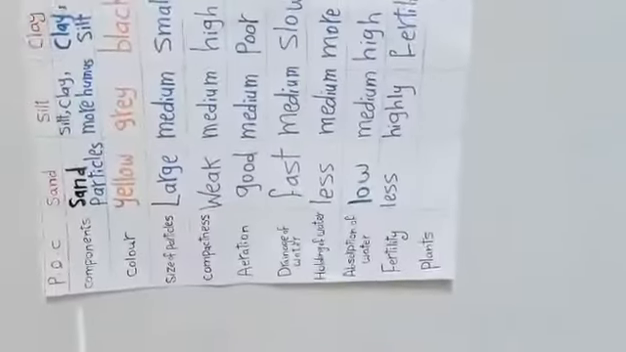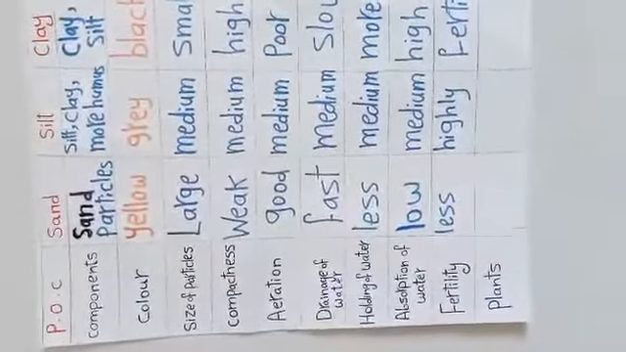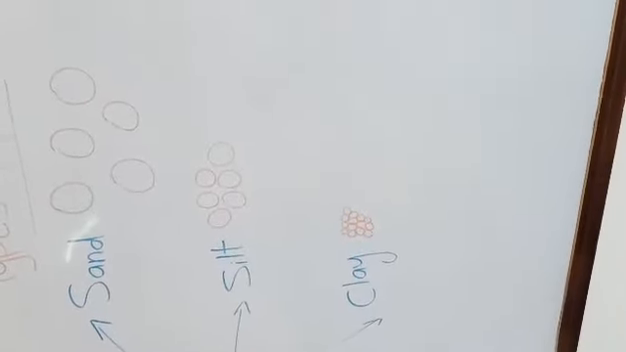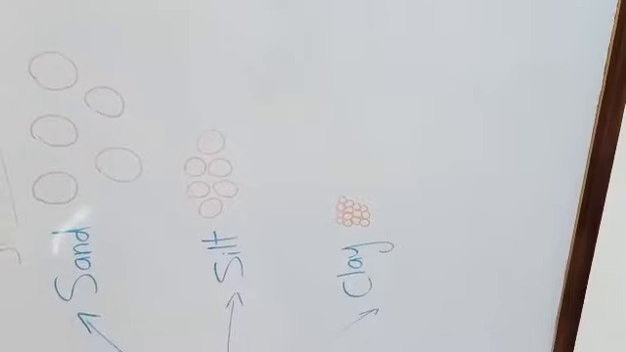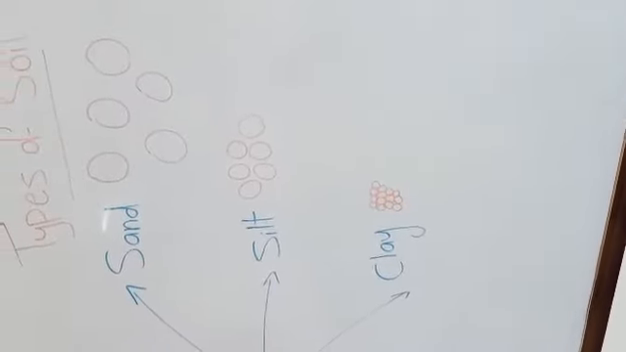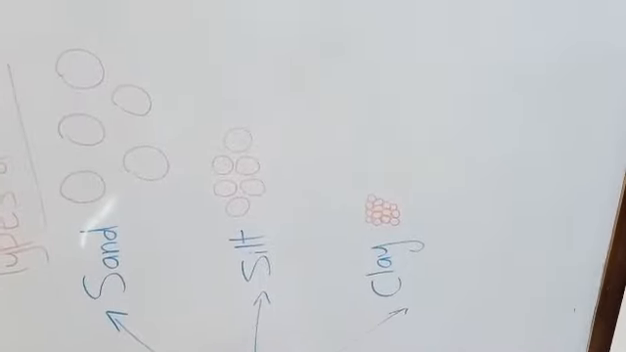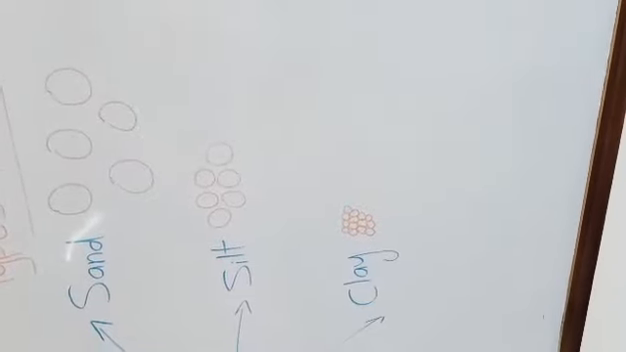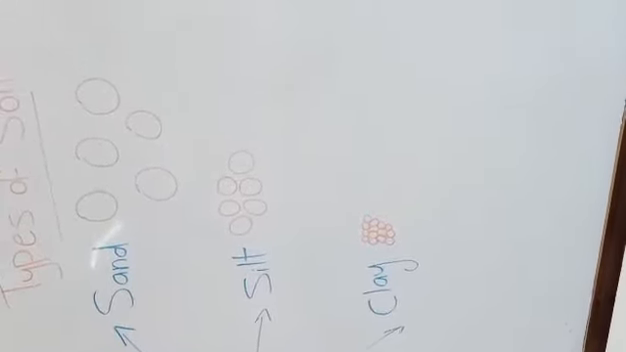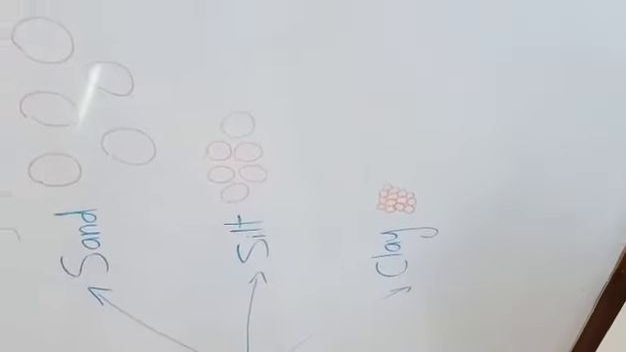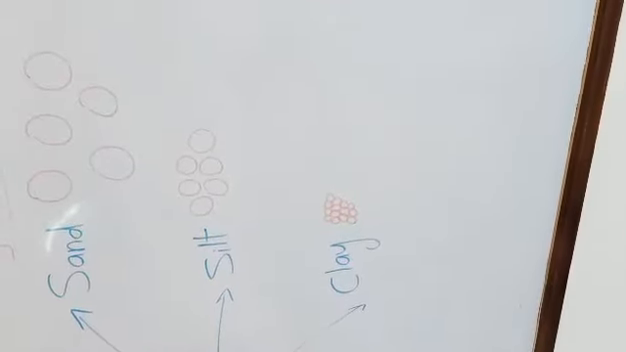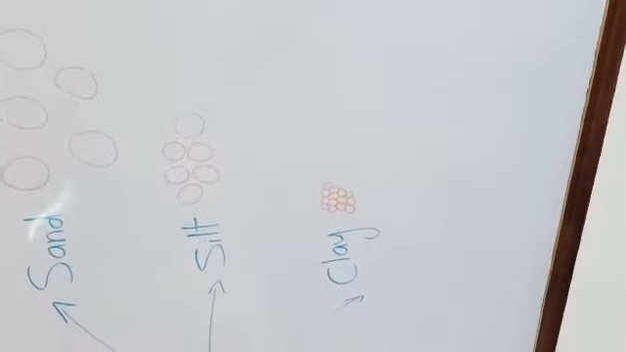So we will talk about aeration. Aeration means the ability of the air to go through the soil. At first, aeration of sand soil. As we see, it has large spaces, so air can come through them. So aeration here is good. After that, if you look at silt soil, aeration is medium because it has medium spaces. But in clay soil, aeration is poor. Why? Because there are no spaces between them.